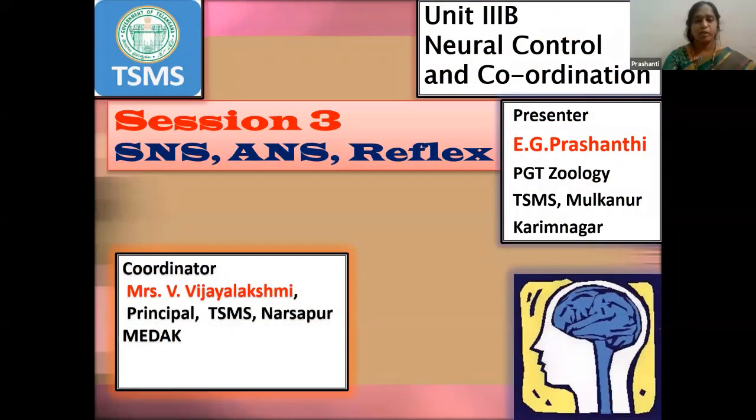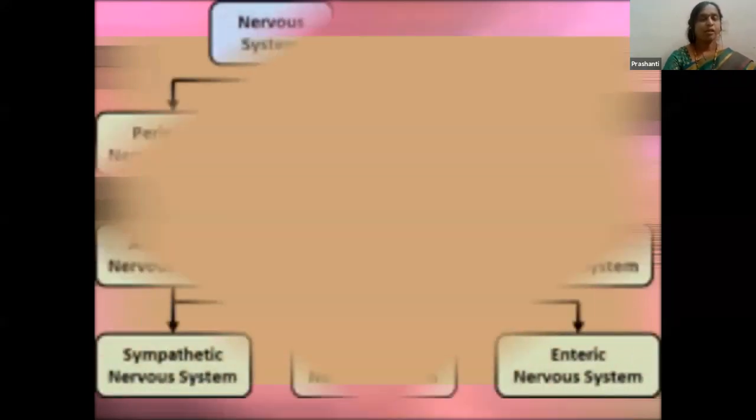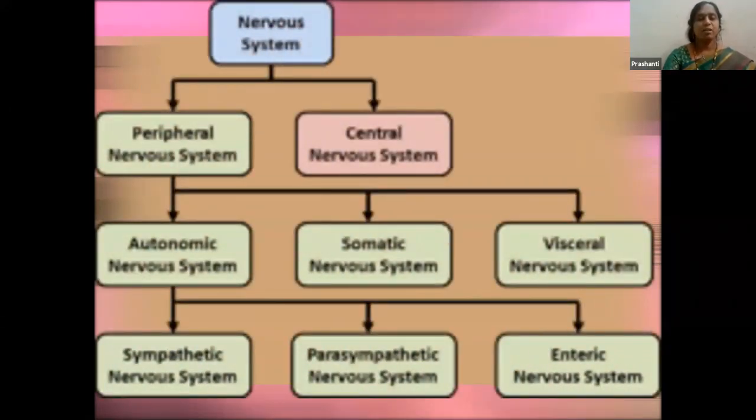Good morning, dear students. Today, we shall continue with the third session under the chapter Neural Control and Coordination. Today, we shall learn about the somatic neural system, autonomic neural system, and reflex. We shall also know about the differences between sympathetic and parasympathetic neural systems and also about reflex action and reflex arc.